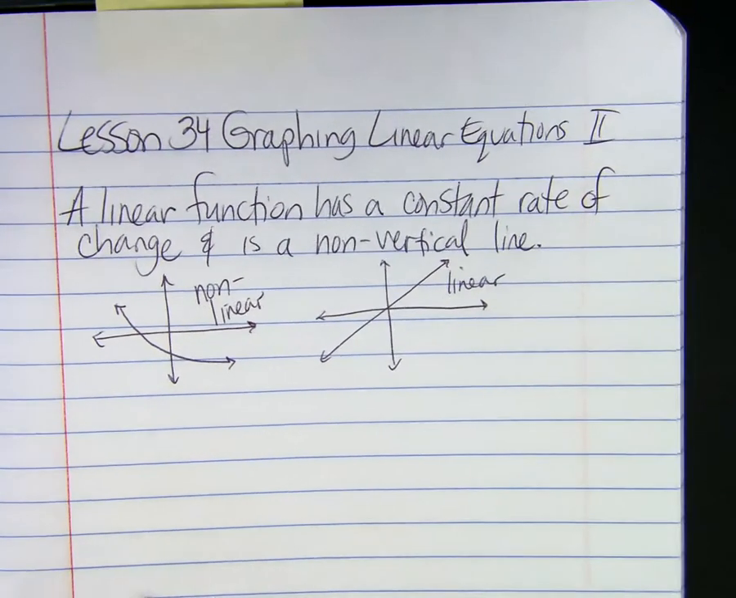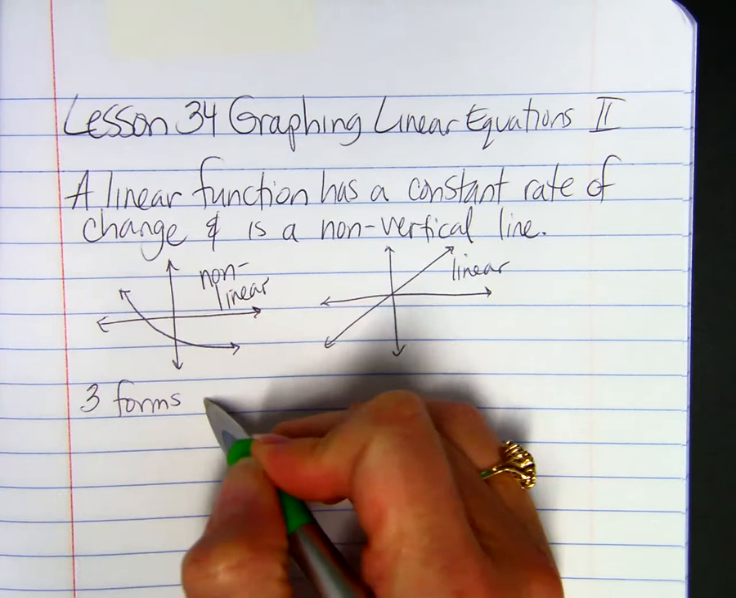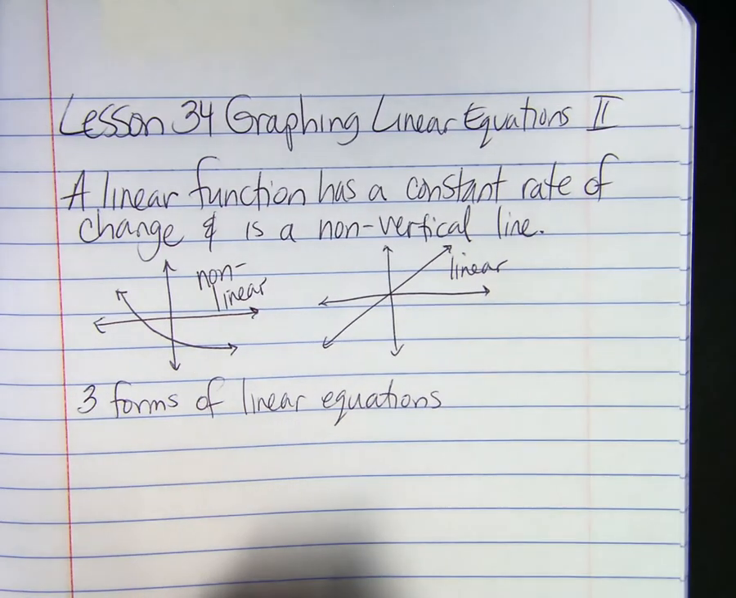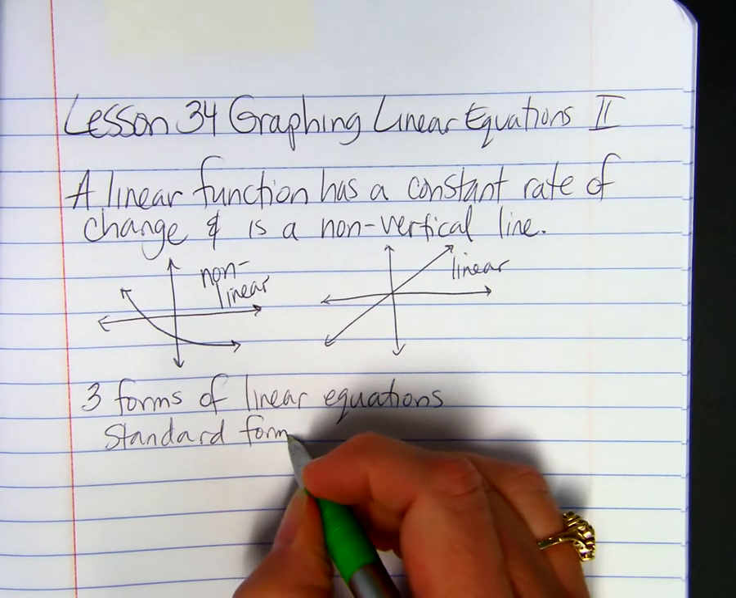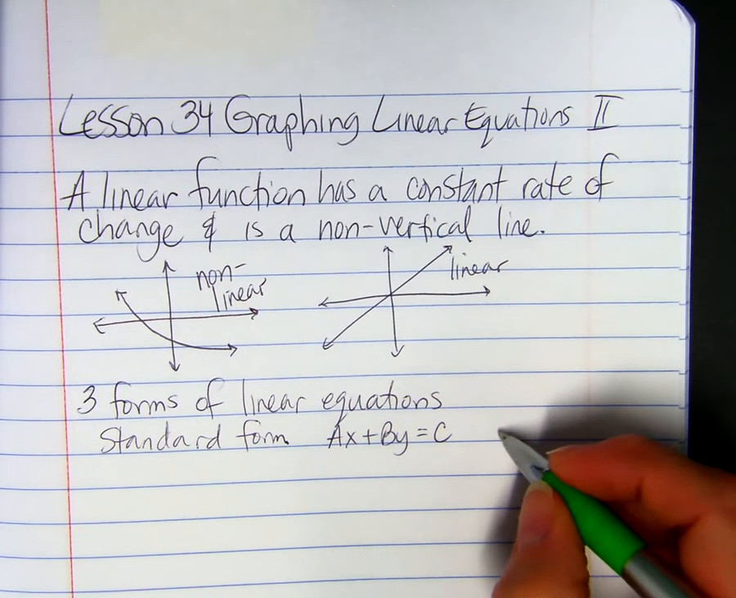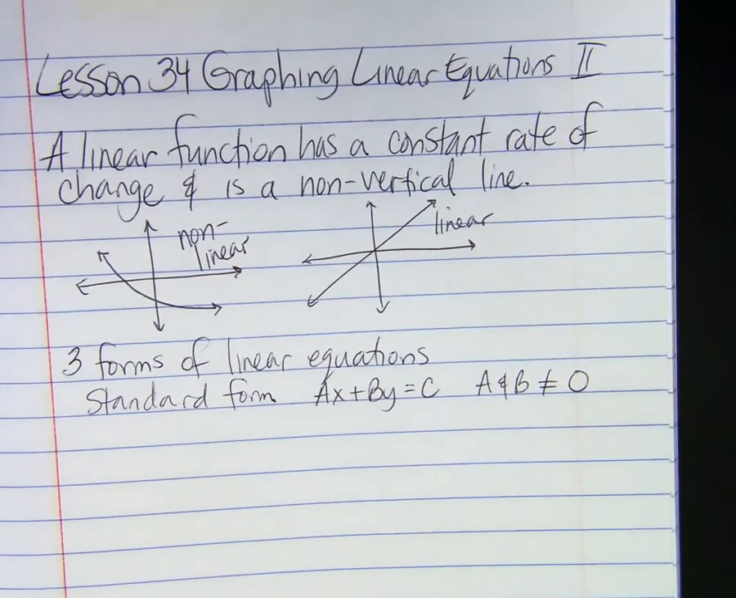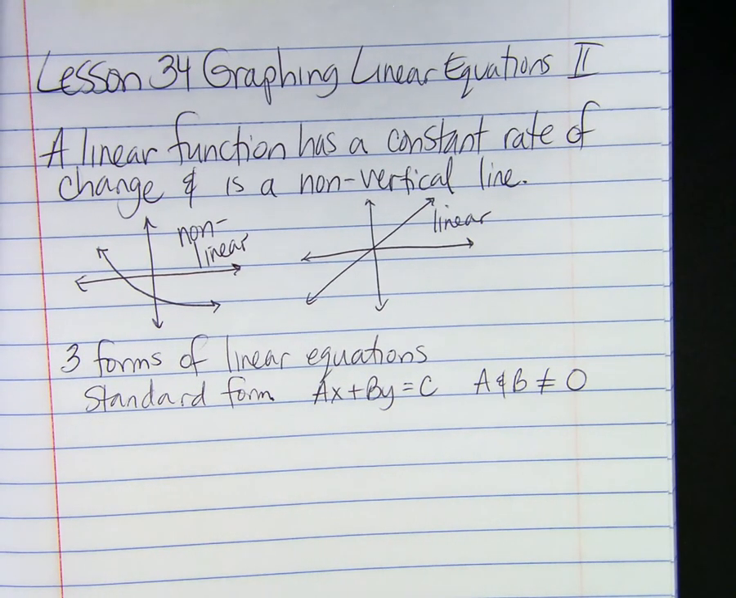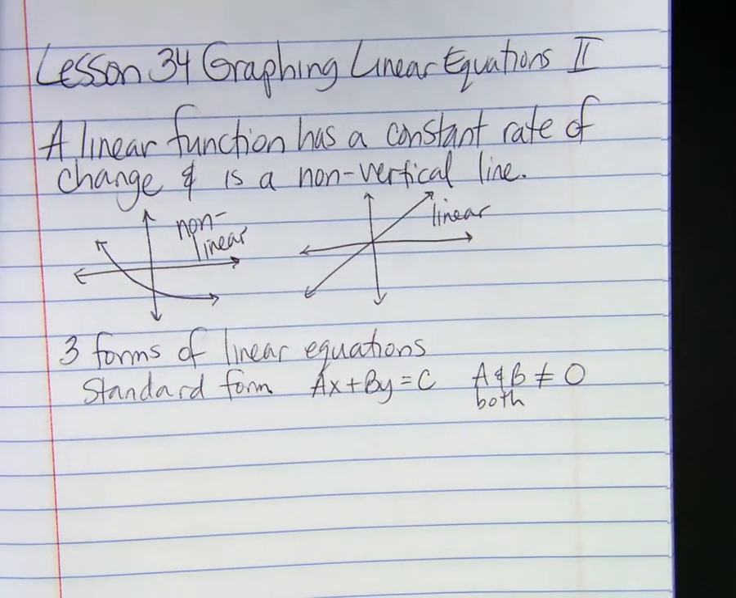And there you go. There's three forms of linear equations. One is standard form. That's where you have ax plus by equals c. A, b, and c are real numbers, and a and b cannot both be 0.